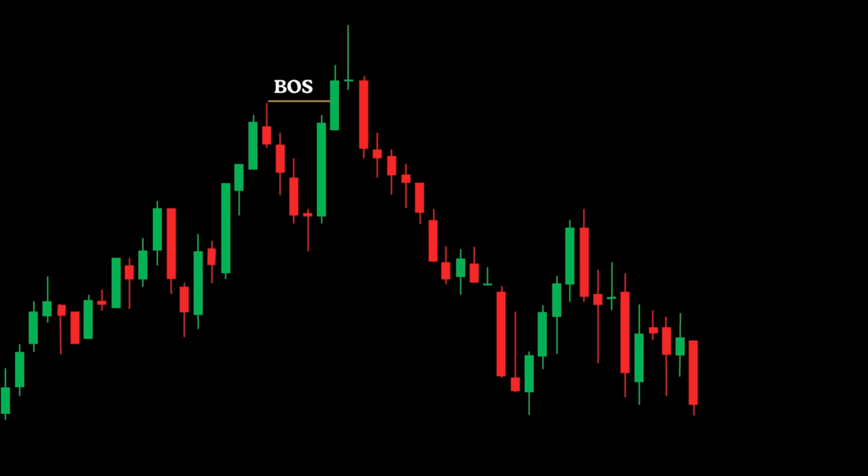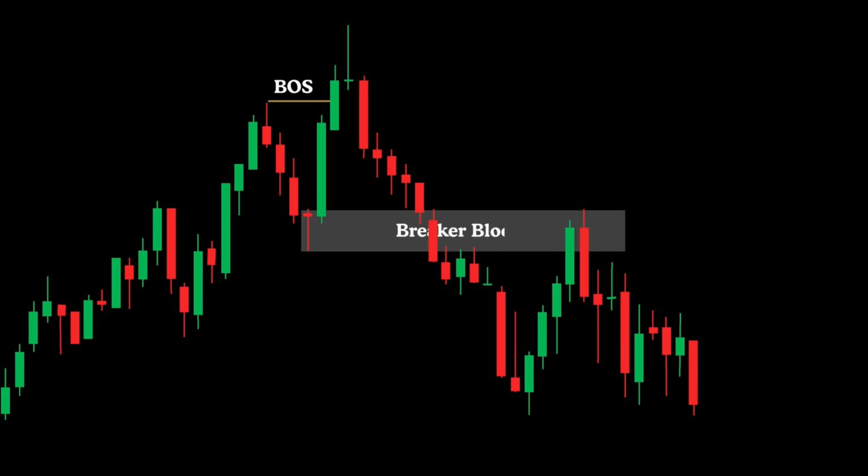The psychology behind breaker blocks is that traders who went long from the order block are now trapped after the bearish structure shift, and they'll likely wait for price to return to their break-even point to exit without loss. At the same time, new sellers will enter short positions at this level, viewing it as a major supply zone. This combination of actions is what causes price to reverse from this area.